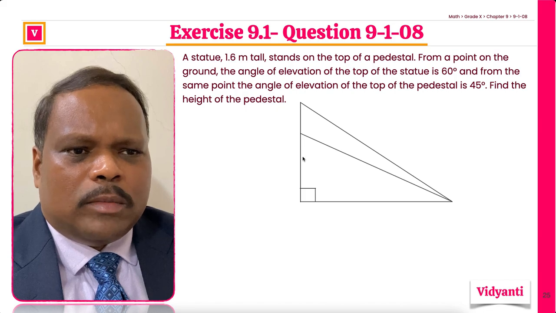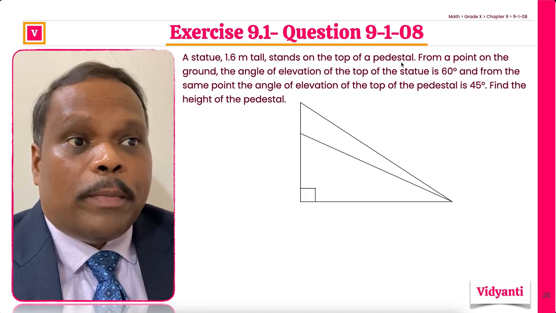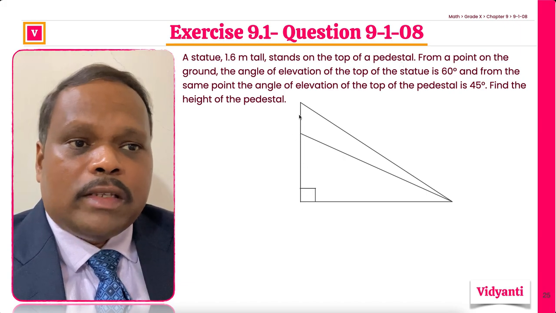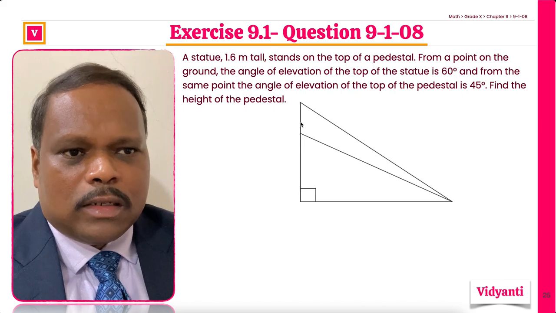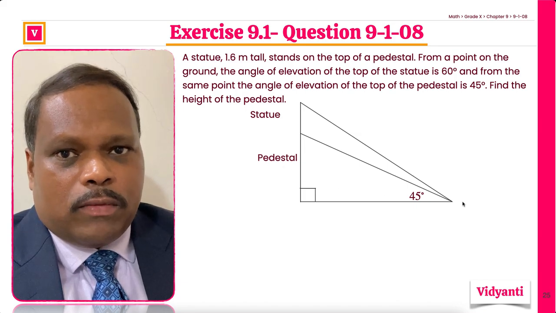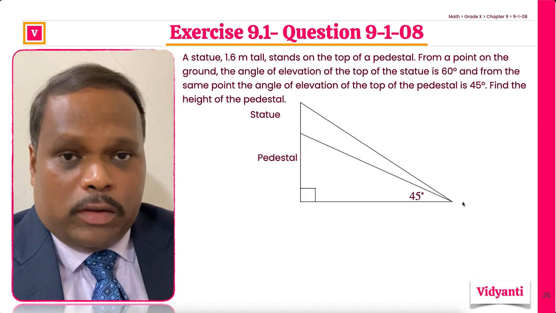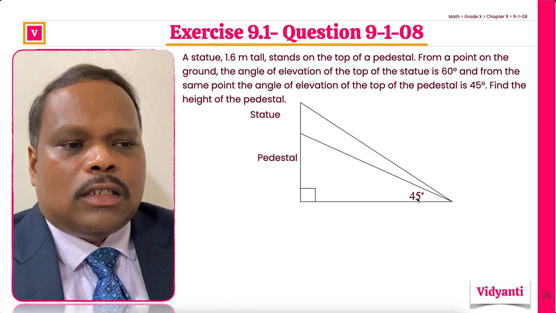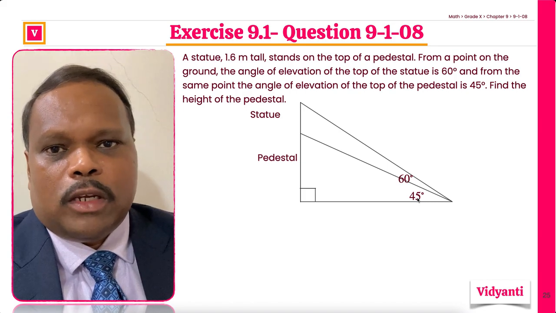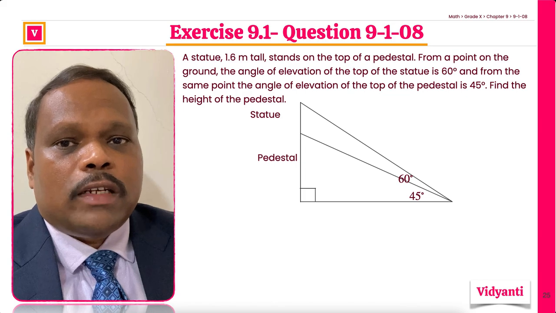Statue 1.6 meter tall, so this must be the statue. On the top of a pedestal, so we have a pedestal, and on top of the pedestal we have a statue. So this is the pedestal and this is the statue. Again the person is standing somewhere far away from the statue, including the pedestal, and its angle of elevation is 45 degrees, and then it eventually becomes 60 degrees when he looks at the top of the statue.